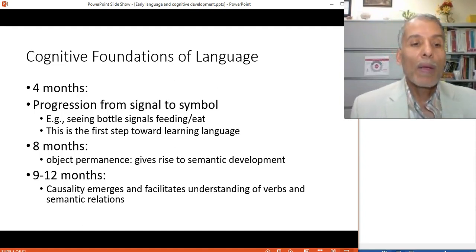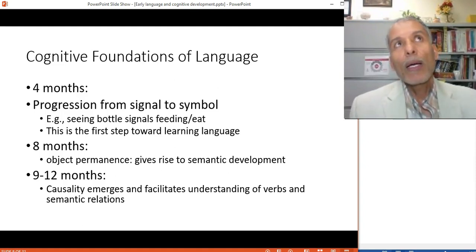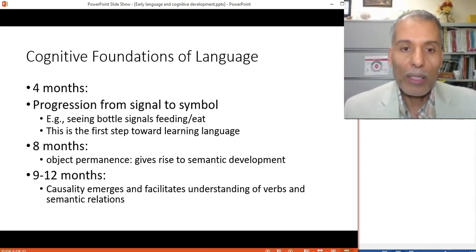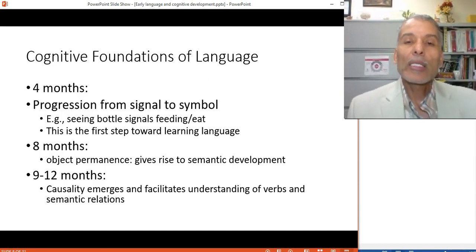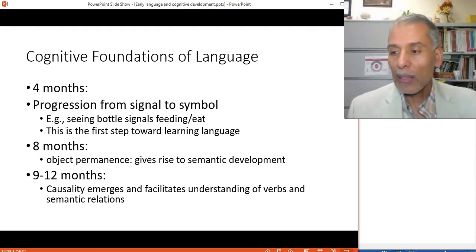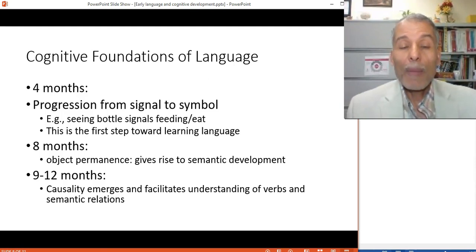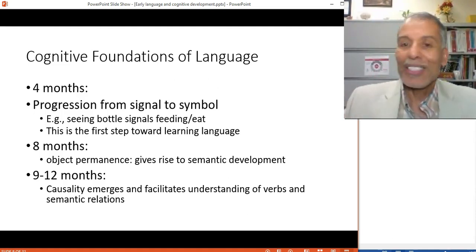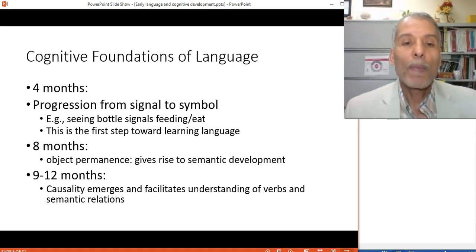By 8 months, the baby achieves a major milestone. You have known, of course, about it, studied it in psychology. It is object permanence. Basically, the idea that if something disappears or something is hidden, that I do not see it now, it doesn't mean that it is gone for good.